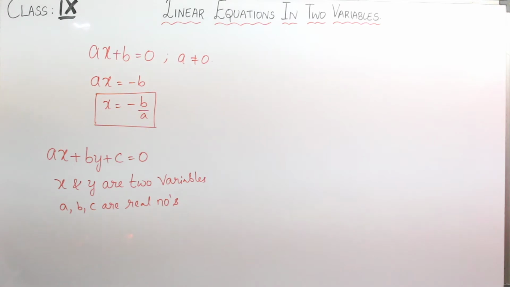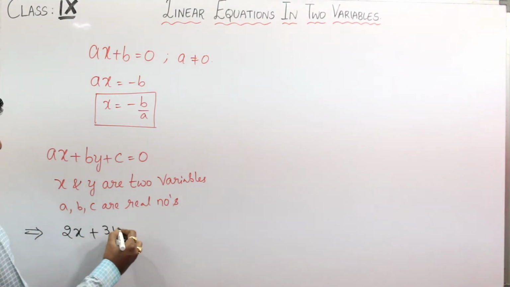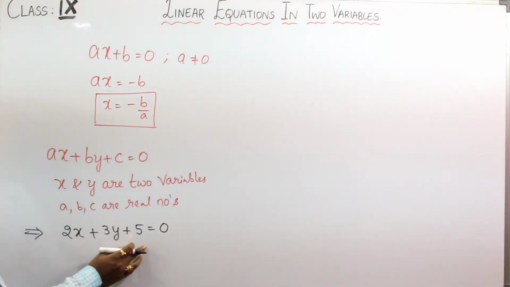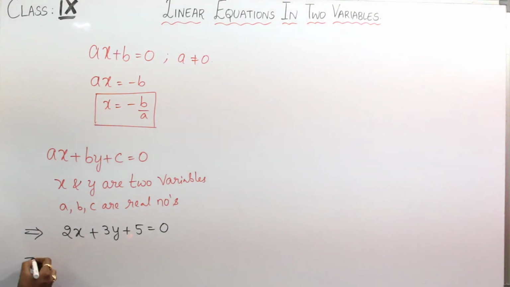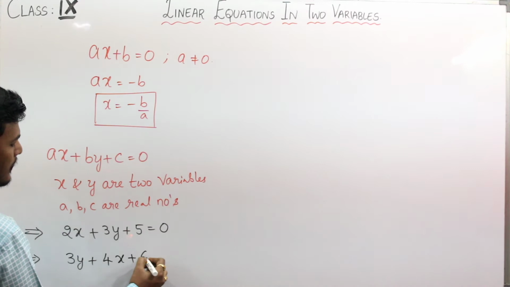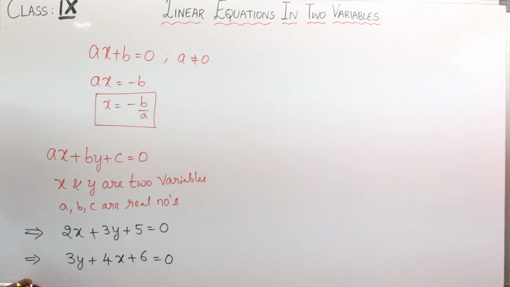Let us check an example of this linear equation, that is an equation in the form of 2x plus 3y plus 5 is equal to 0 is called a linear equation in two variables. And let us also consider one more, that is 3y plus 4x plus 6 is equal to 0. This is also a linear equation in two variables.